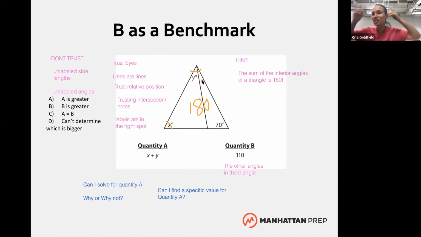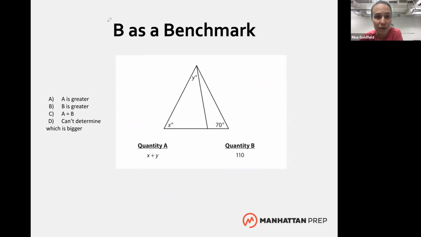So Janelle, you changed your mind in the right direction. B here is our right answer. So this illustrates this mechanism. Maybe I'm going to clear the slide here. So B as a benchmark.